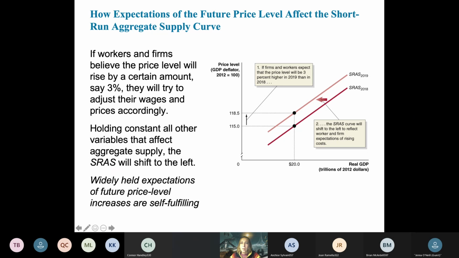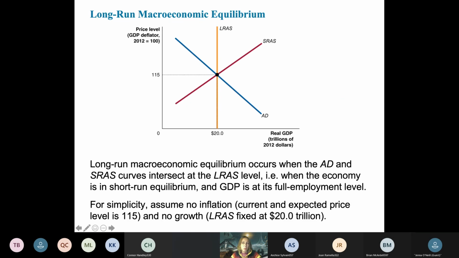How do expectations of the future price level affect the short run aggregate supply curve? Well, that's the case where firms and workers anticipate 3% inflation in 2019 compared to 2018, and as a result, there is a leftward shift due to the rising cost of production, and we have just that happening. If there's a universal increase in all labor contracts of 3%, we do end up with inflation, of 3.5% or so, kind of like self-fulfilling expectations. As everyone incorporated inflation into their contract, yes, we end up with a higher cost of output.